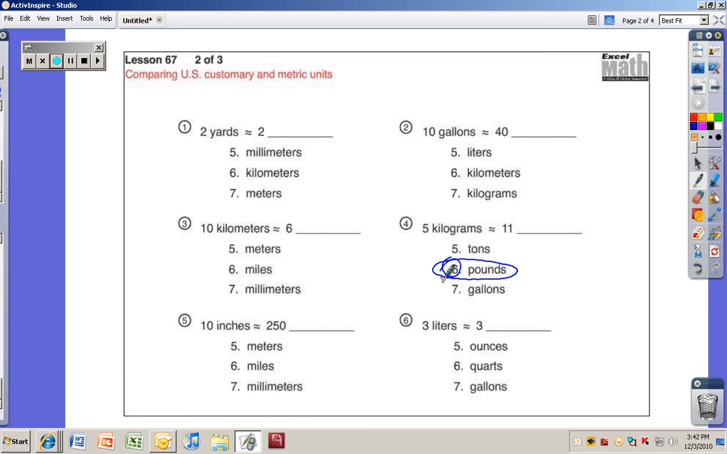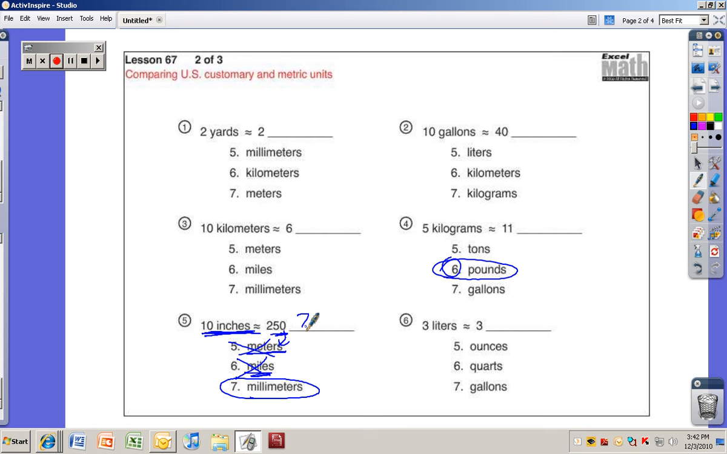And number 5, 10 inches is approximately equal to 250 what? Well, a meter is a giant step. 10 inches is 250 giant steps. Doesn't make sense. 10 inches is 250 miles. Whoa, that's way longer than 10 inches. So the only one that makes any sense is millimeters. 250 millimeters is like 25 centimeters, and 25 centimeters is about 10 inches. So the correct answer there is 7, or millimeters.